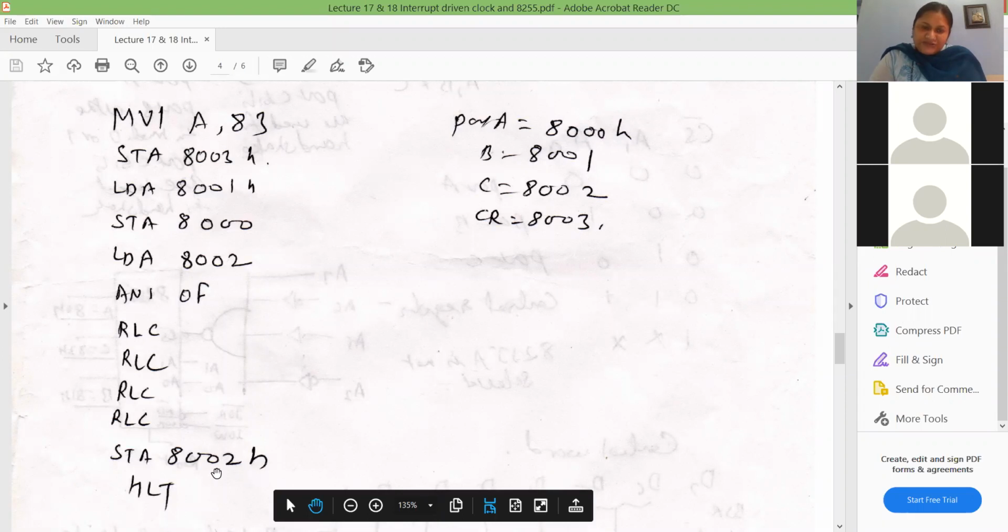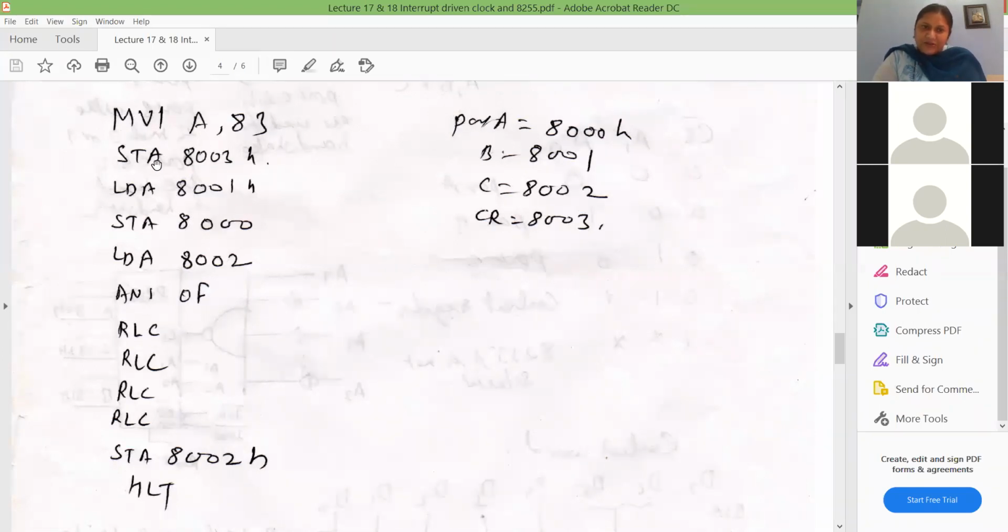If you are using a 16-bit address, then it should be the STA and LDA instructions. If you are using an 8-bit address, then it will be IN and OUT. I think this much is clear to you.